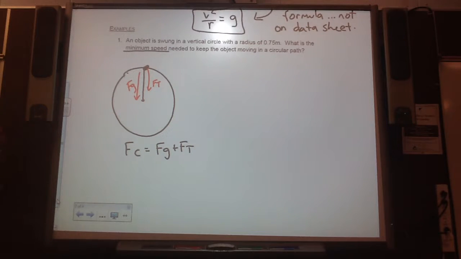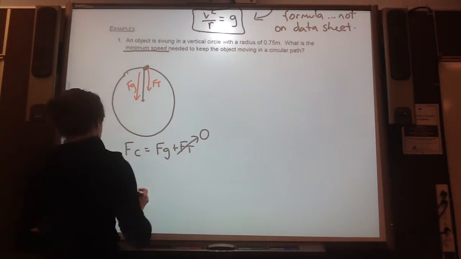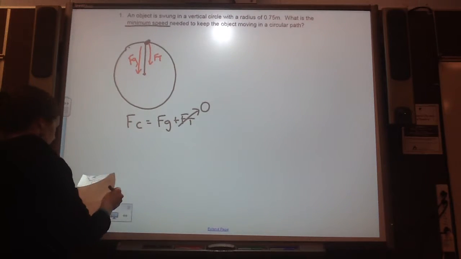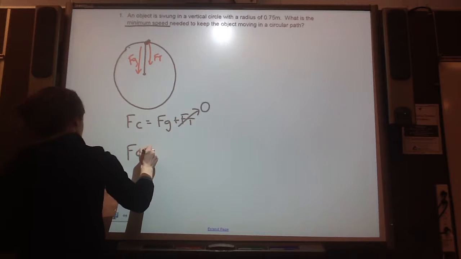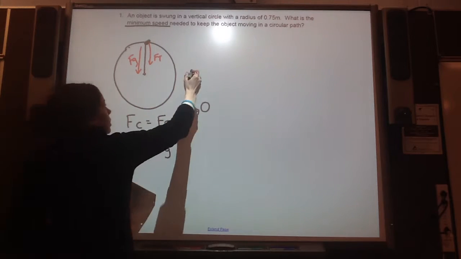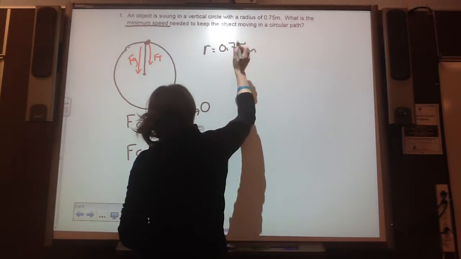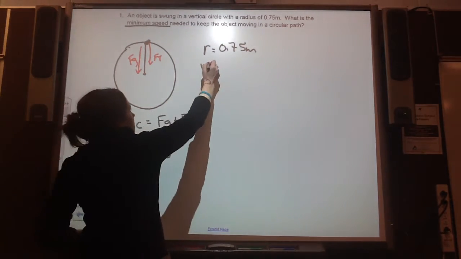But then we just said to find minimum speed, at the top of the circle, we set Ft equal to 0. So we say this is 0. So Fc then is just equal to Fg. Now I know information about my radius is 0.75 meters. And I'm trying to find speed.